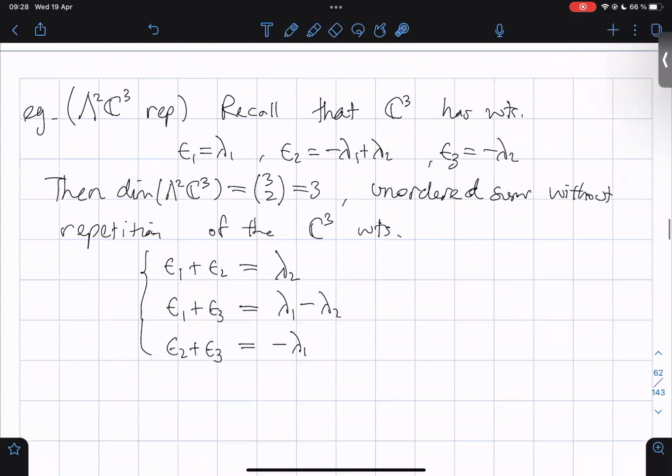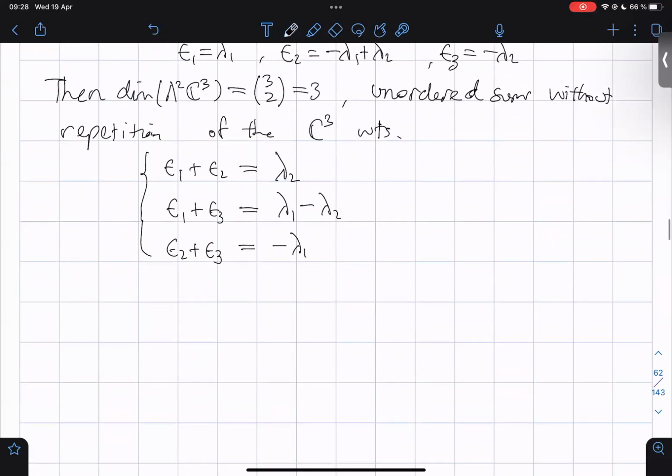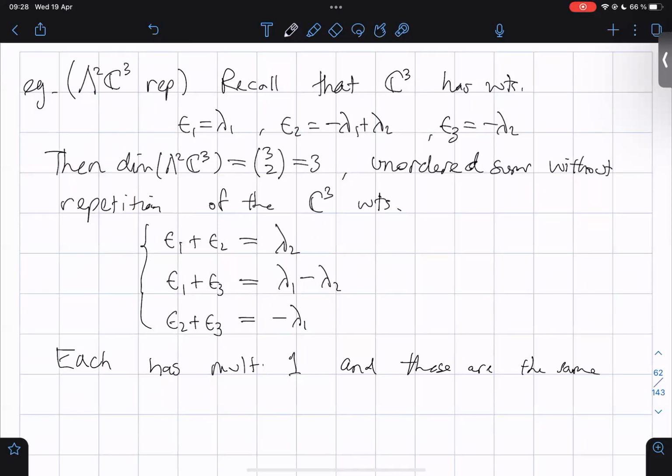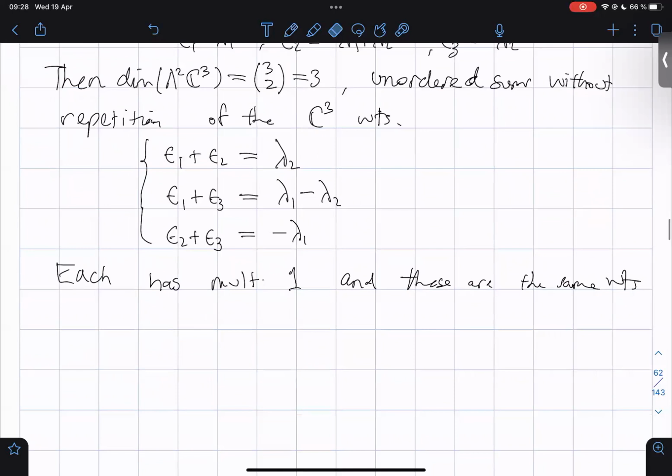Okay. So yeah. So let me write some stuff down. So each of these eigenvalues has an eigenspace of at least dimension 1. Okay, and so there's at least one here, at least one here, at least one here, but the whole thing is 3-dimensional, so these are exactly 1-dimensional. So each has multiplicity 1, and these are the same weights as for the dual standard representation.